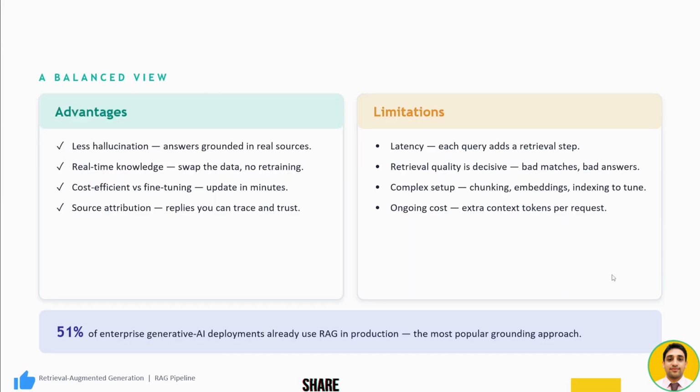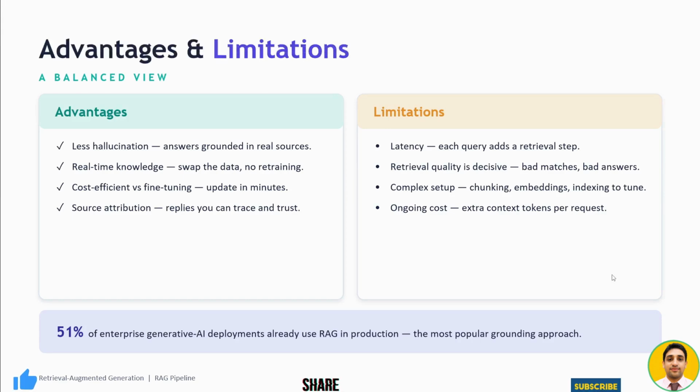Advantages and limitations, a balanced view. Like any technology, RAG comes with a clear set of advantages as well as some real limitations. And it's important to understand both sides so you can make informed decisions about when and how to use it. On the advantages side, first, there is significantly less hallucination because answers are grounded in real retrieved sources rather than pure model memory. Second, there is real-time knowledge. You can simply swap out or update the underlying data without needing to retrain the entire model.